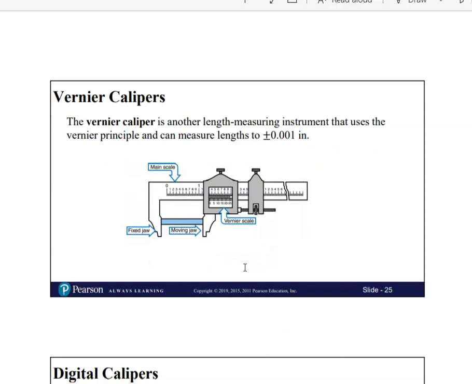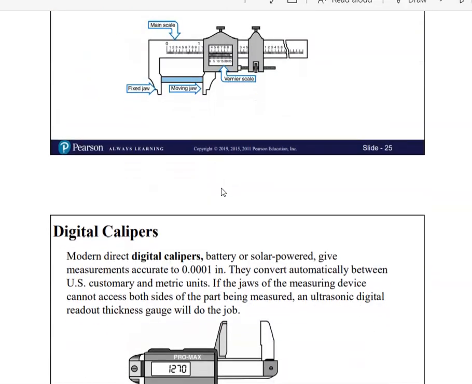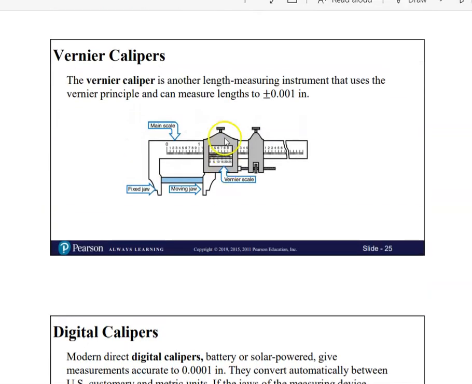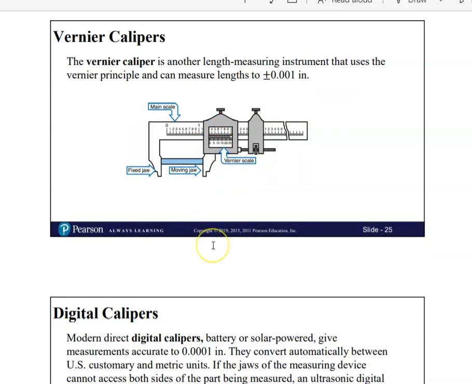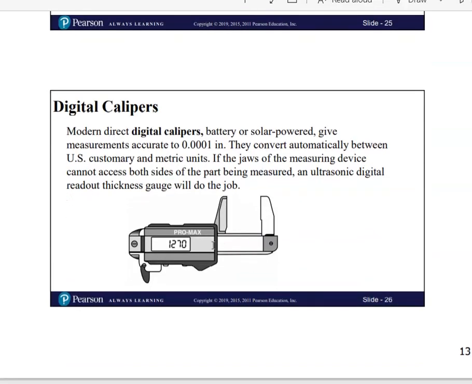So we've got another instrument that we're going to use here, and here's an example of the physical one that you're going to have to move, and then you've got a digital machine.